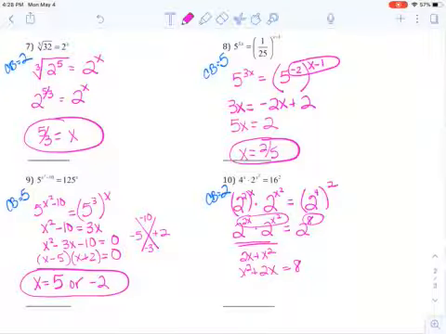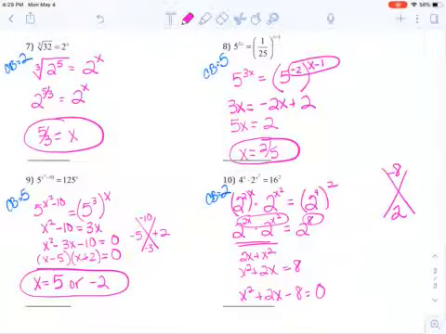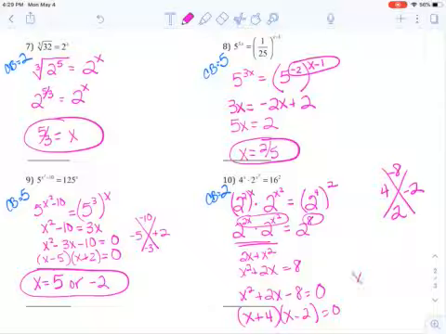Again, since I have a quadratic, I want everything on the same side. X squared plus 2x minus 8 is 0. If I do my little x, I need numbers that multiply to give me -8, add to give me 2. So that's going to be a 4 and a -2. So I get x plus 4, x minus 2, which means that x is -4 or x is 2.